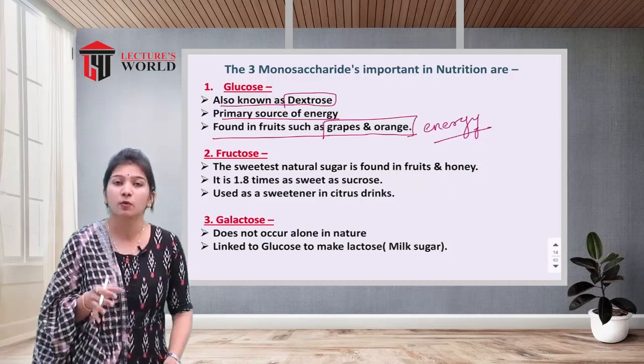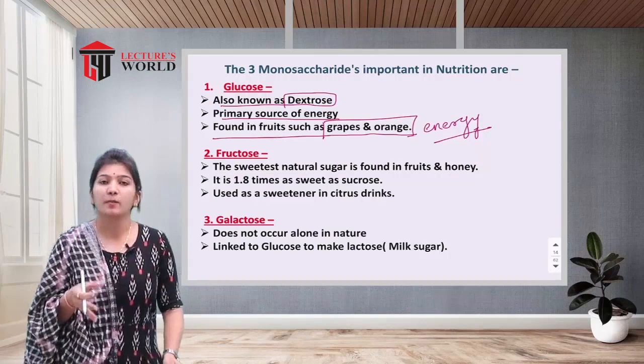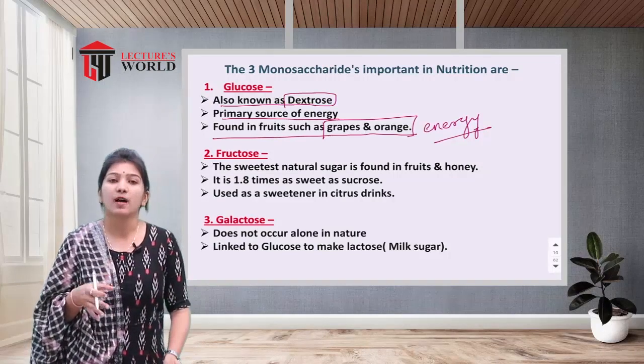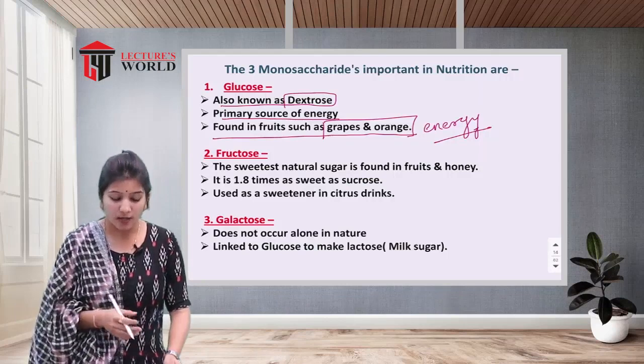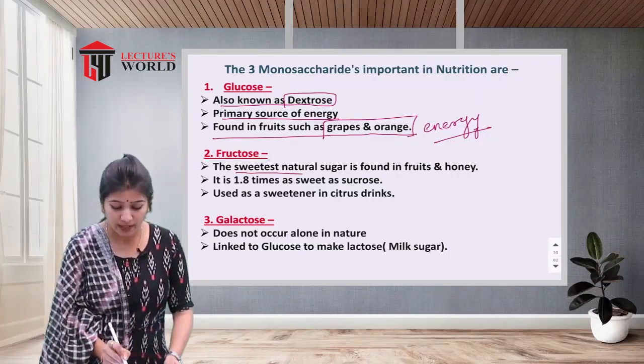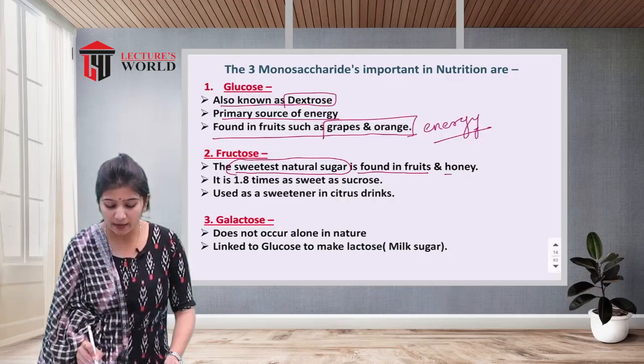So that's all about glucose. It is also known as dextrose. It is one of the primary, basic sources of energy, and in fruits it is found in grapes and oranges. Next one is fructose. Fructose is the sweetest natural sugar, and it is found in fruits and honey.